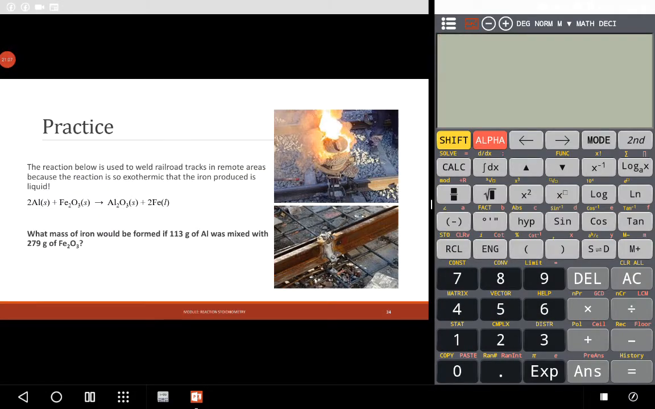Here's a practice problem for you. Go ahead and pause the video and try to work this out on your own. Unpause the video when you are ready to continue. The problem reads, what mass of iron would be formed if 113 grams of aluminum was mixed with 279 grams of iron 3 oxide?